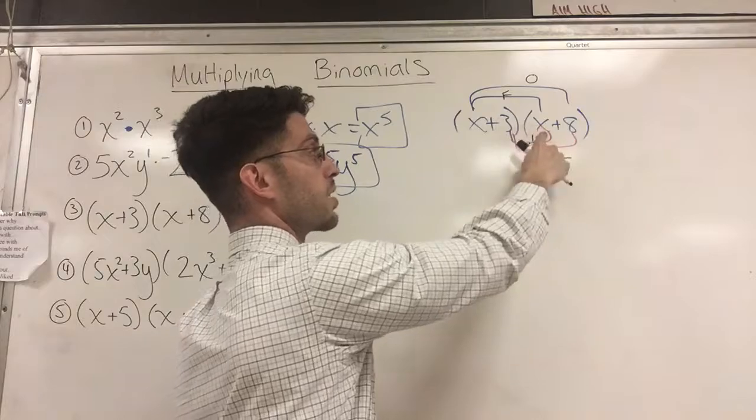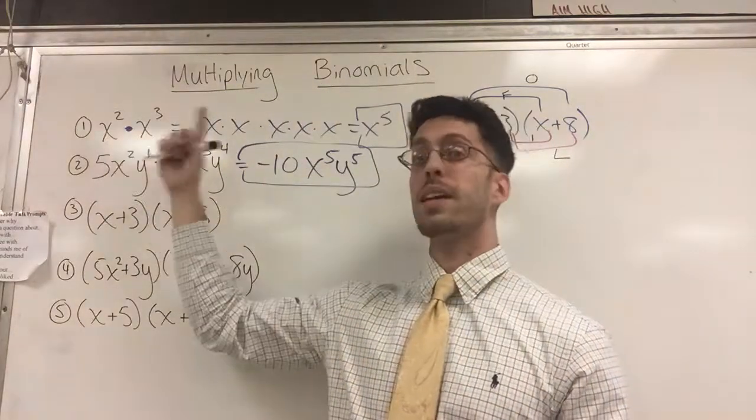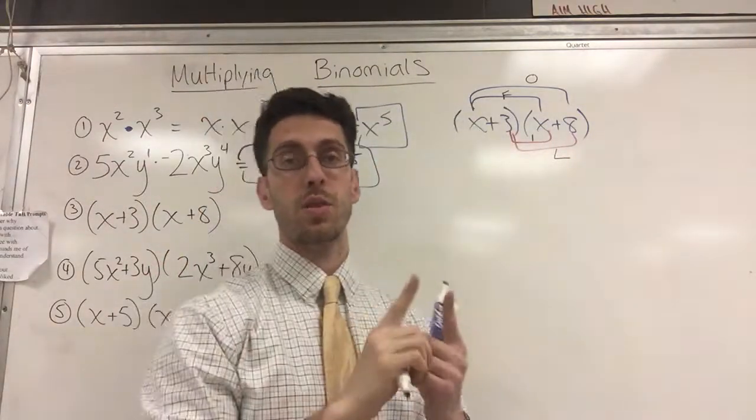So I'm doing x times x. What did you just tell me to do? Add the exponents. X times x is really x squared.